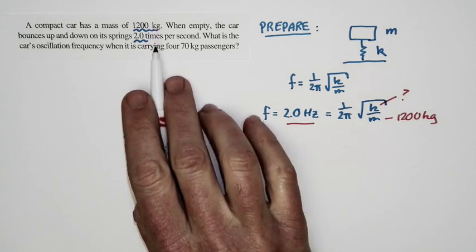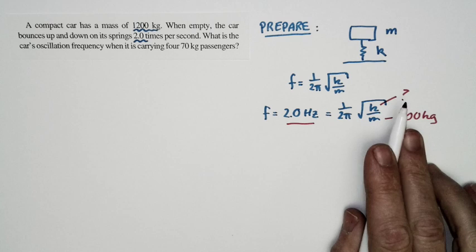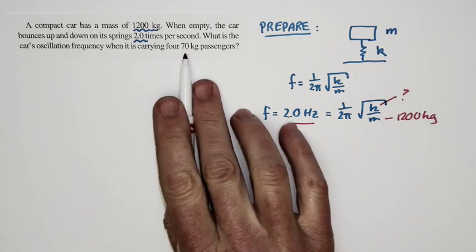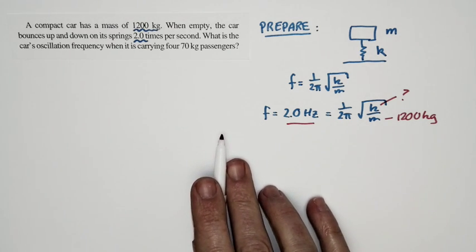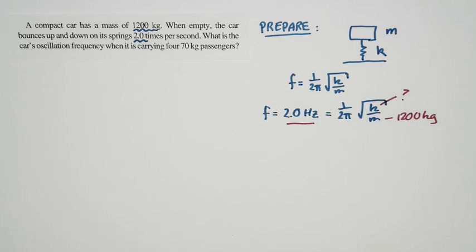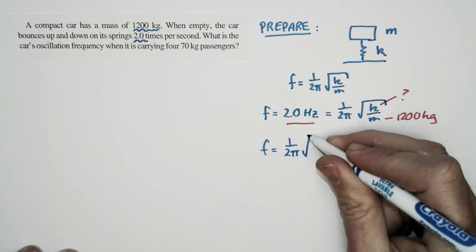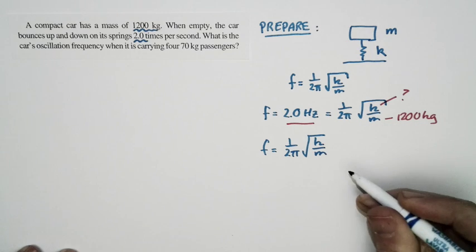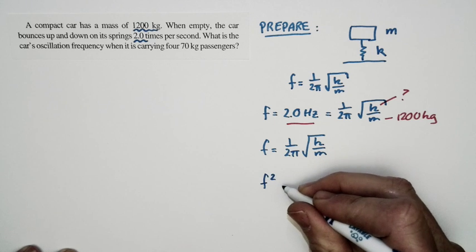So I can use this information about the car to calculate the spring constant. Once I know the spring constant, I can figure out the frequency when I've added additional mass to the system. But the first step is going to be to take the default case that we're given of the empty car and use that to find the spring constant. Now to aid in this, I'm going to take this relationship, f is equal to 1 over 2 pi times the square root of k over m, and I'm going to rearrange it so I can solve for the spring constant in terms of the frequency. So I'll square both sides of the equation.